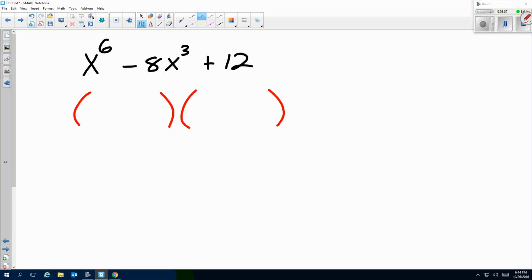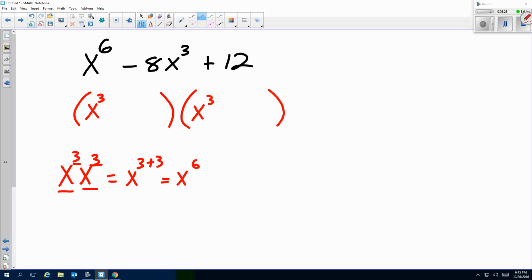Well, if I have x to the 6th, I have to multiply two components. X and x multiplies to give me x squared. Well, how about x to the 3rd times x to the 3rd? We remember from Algebra 1, if we have two bases and two exponents, what do we do? We add those exponents to get x to the 6th. So yes, x to the 3rd times x to the 3rd does equal x to the 6th.